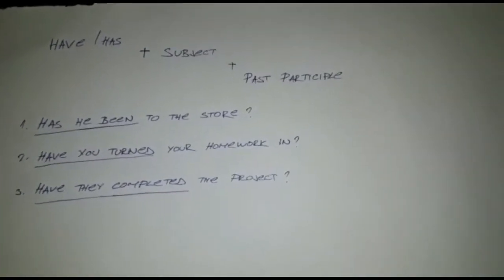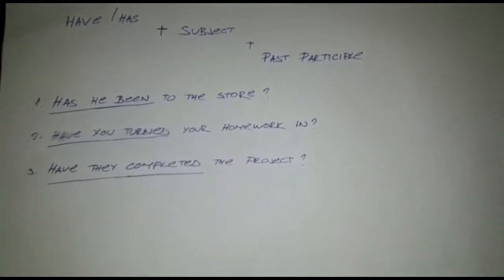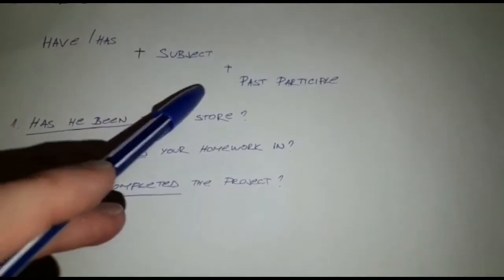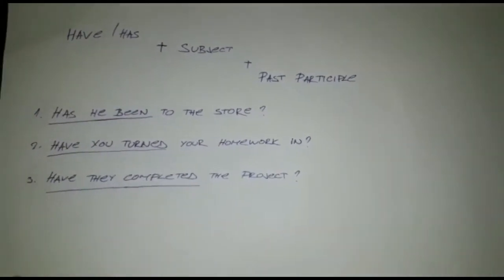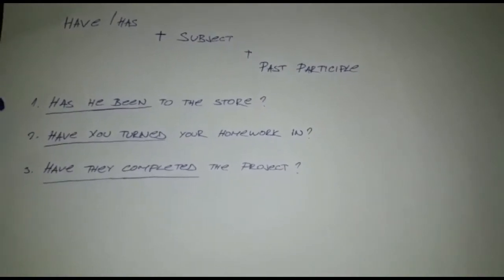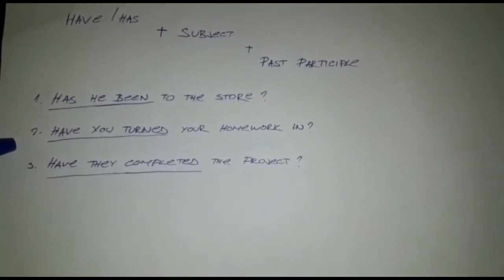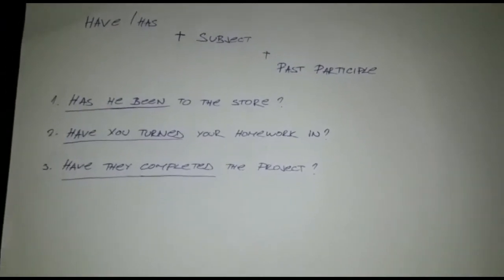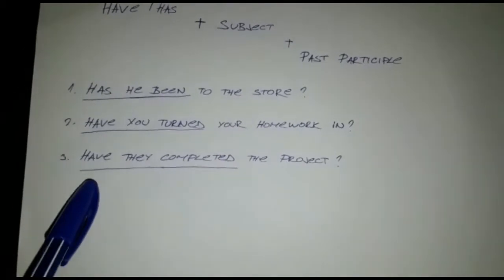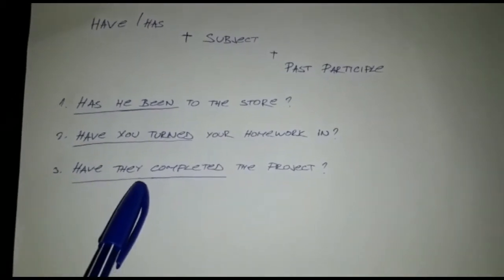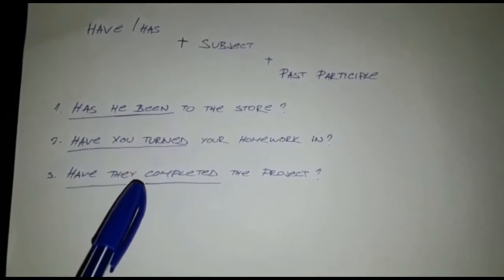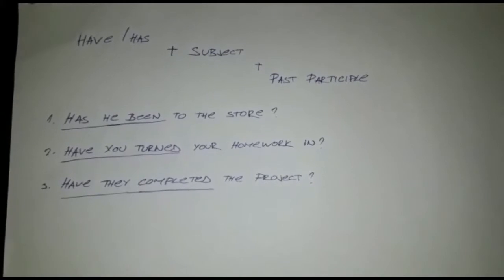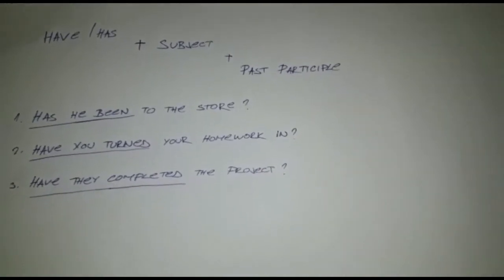And finally, we have asking questions in present perfect tense. Instead of the subject being first, we have have/has plus subject plus past participle. For example, has he been to the store? Have you turned your homework in? Have they completed the project? Now, in this last example, again, we have has plus subject plus finally past participle, which, as we said before, usually ends in ed, but not always.